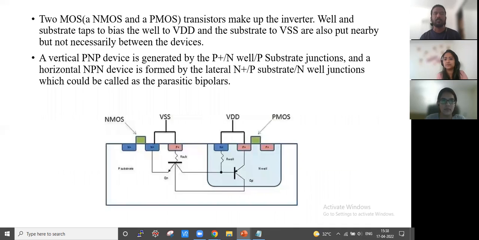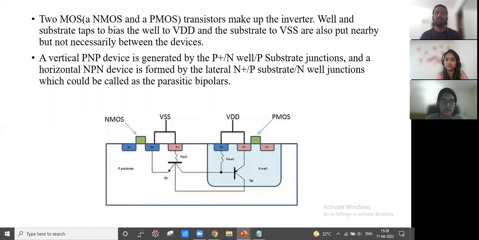Next. So latch-up is a condition that is the formation of a direct path between the VDD and the ground terminal. So a basic inverter is made out of two MOS devices, an NMOS and a PMOS. So well and substrate taps are used to bias the well to the VDD and the substrate to the VSS, and they are put close by to the devices but not necessarily in between the devices.